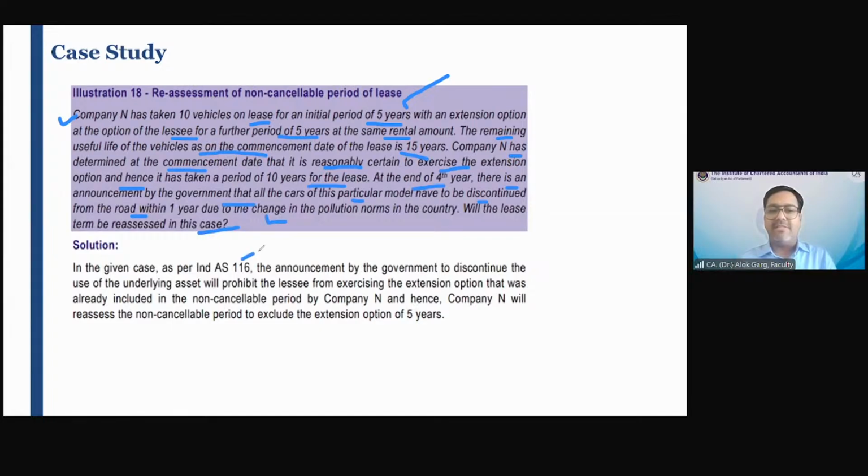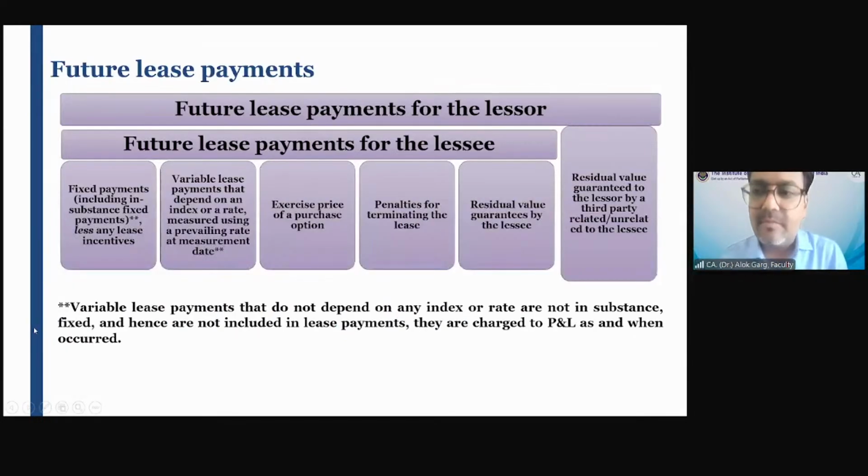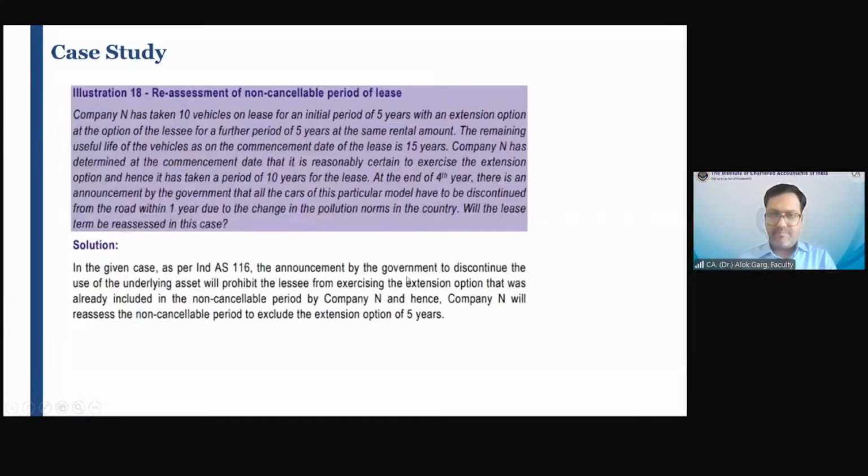So in the given case, as per Ind AS 116, the announcement by the government to discontinue the underlying asset will prohibit the lessee from exercising the extension option that was already included in the non-cancellable period, and hence Company N will reassess the non-cancellable period to exclude the extension option of 5 years. Okay. Sir, in this case, we need to de-recognize the lease liability and right-of-use asset for the remaining 5 years. Yes. And we have to take the difference into the P&L.